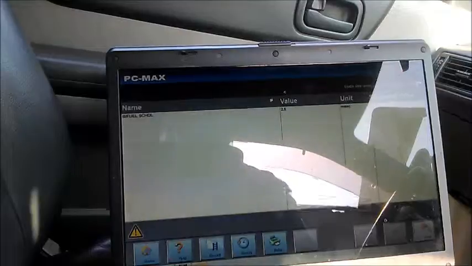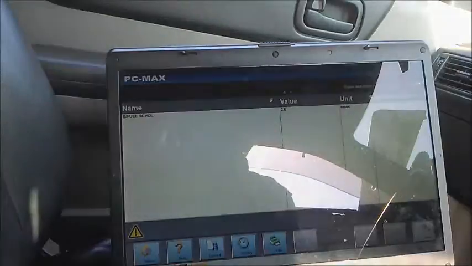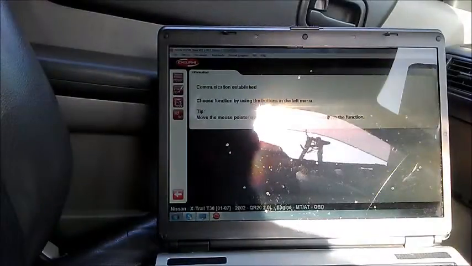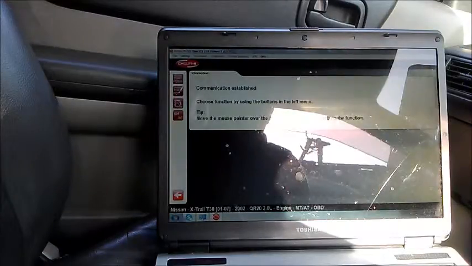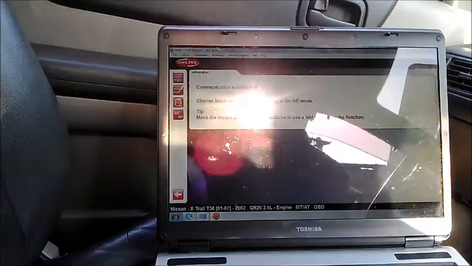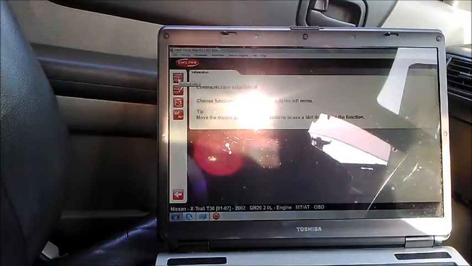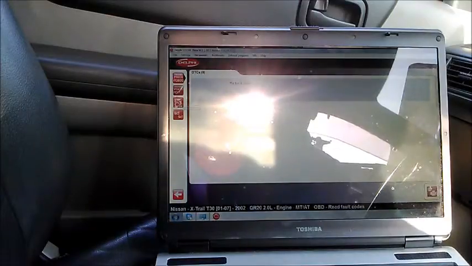Nah. I think my other scan tool can give me that data, so I'm going to get that scan tool now. Okay, I'm now using the other scan tool, and as you can see, it says there are no fault codes.